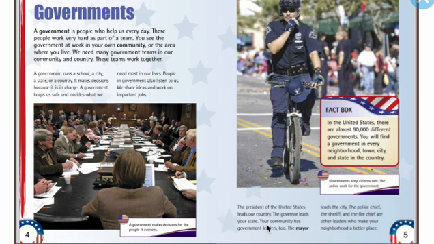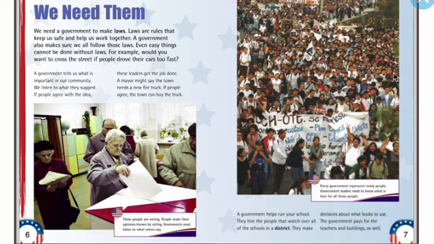across our country. So we have a president of the United States who helps to lead the country. The governor helps to lead a state, and your community usually has government leaders too, like a mayor who leads the city, or a police chief, or a sheriff, or a fire chief, or other known leaders who help to make our community a better place.